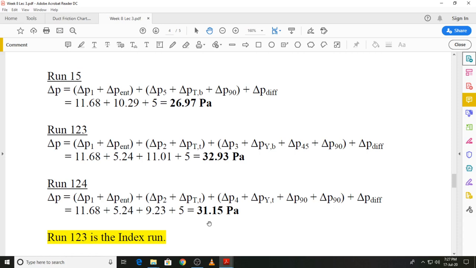As before, run 1, 2, 3 is the index run, but it is not necessary that if you solve a particular duct layout by these 2 methods, the index run remains the same in both cases. It is possible that the index run may be different in the 2 cases. So that is a simple duct layout that we have solved using the 2 methods, that is the velocity method and equal friction method.